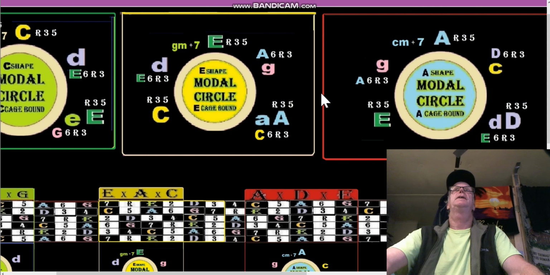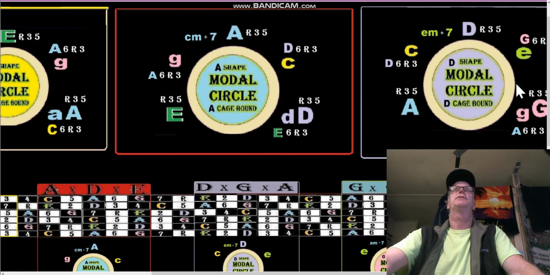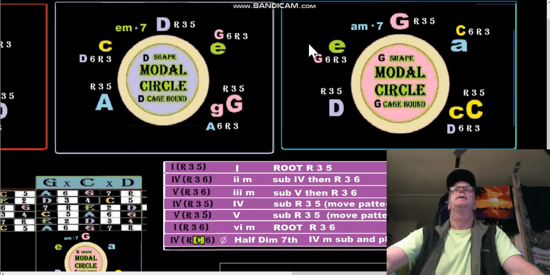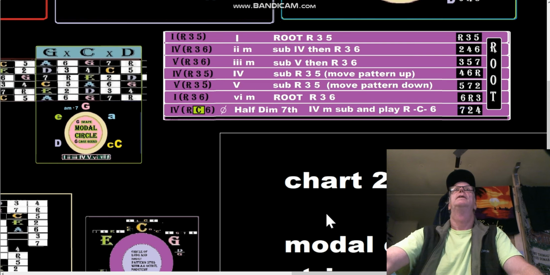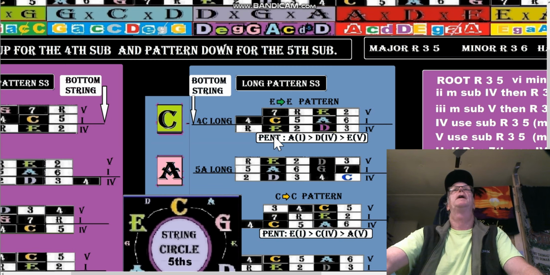Here's C, here's E, here's the A circle string shape with the substitutions. There's the D with the substitutions. Here's the G with the substitutions. Okay, here's the rules of the substitutions.